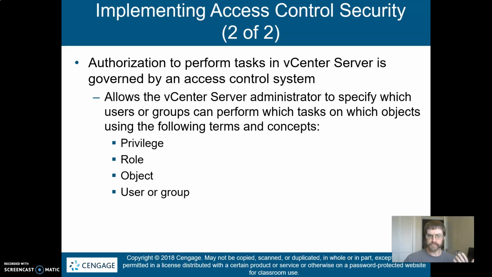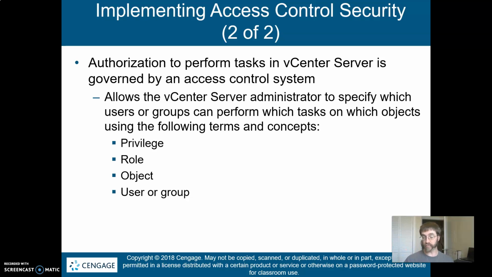As we said, the access control system will allow you to set up users and groups and decide what tasks they can perform on which objects. There are some key concepts here. There's a privilege. A privilege is the ability to make a change or read a value. A role is a collection of related privileges.